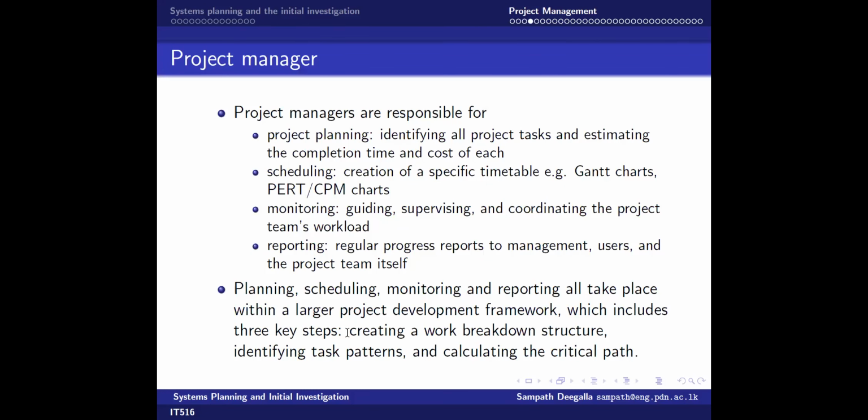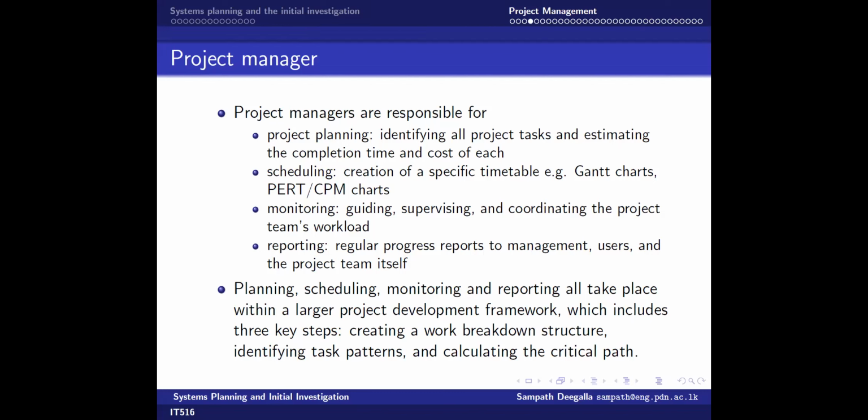Let's look at the responsibilities of project managers. One of the prime responsibilities of project management is project planning. As a manager, you need to identify all the tasks, and then you have to estimate the time and the cost, right? So when you have a particular task to be done, let's say you are going to develop an information system, as a project manager you should be able to identify the time it takes as well as the cost it will take.